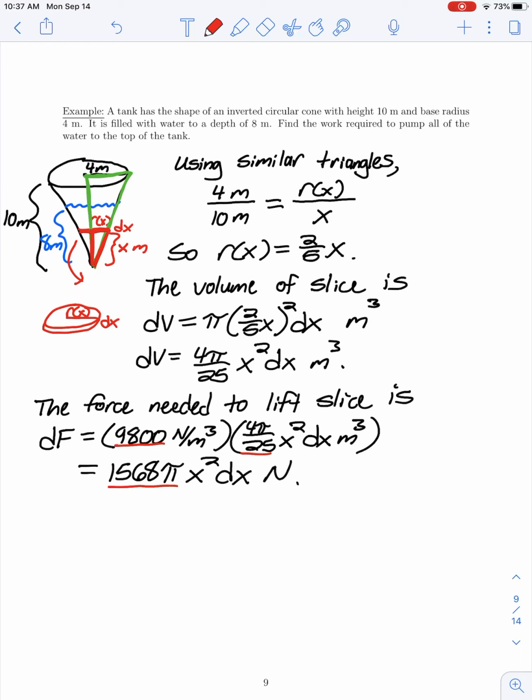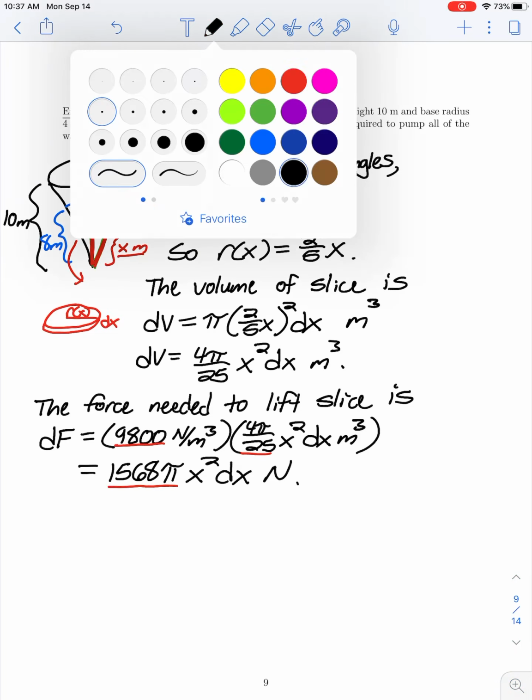So once I have the force needed to lift this slice, to get the work needed to lift this slice, we have to multiply by the distance that our slice travels. So if the height of our conical tank was 10 meters, and I took my slice at a distance of x meters from the bottom of the tank, then the distance from my slice to the top of the tank would be 10 minus x meters.